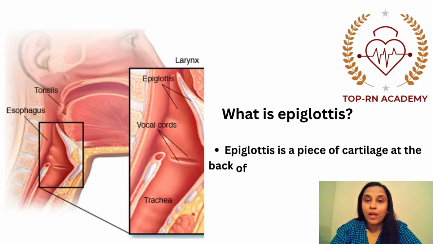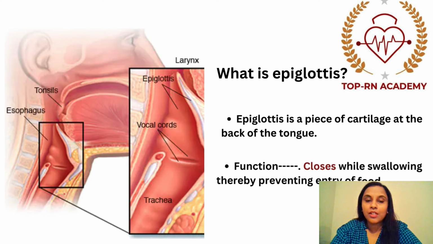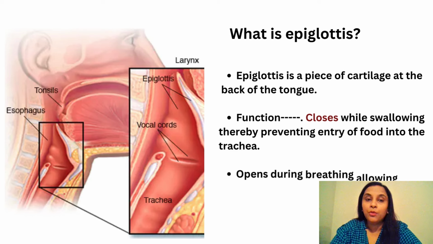Maybe you all know epiglottis is a leaf-like cartilage which is present at the back of the tongue. You can see in the picture the white structure there is epiglottis, and let's see what is the function of epiglottis. Epiglottis actually closes when we swallow food, preventing the food from entering into the respiratory tract or into the trachea. But during breathing, the epiglottis opens, allowing air to go into the larynx. So this is the function of epiglottis.